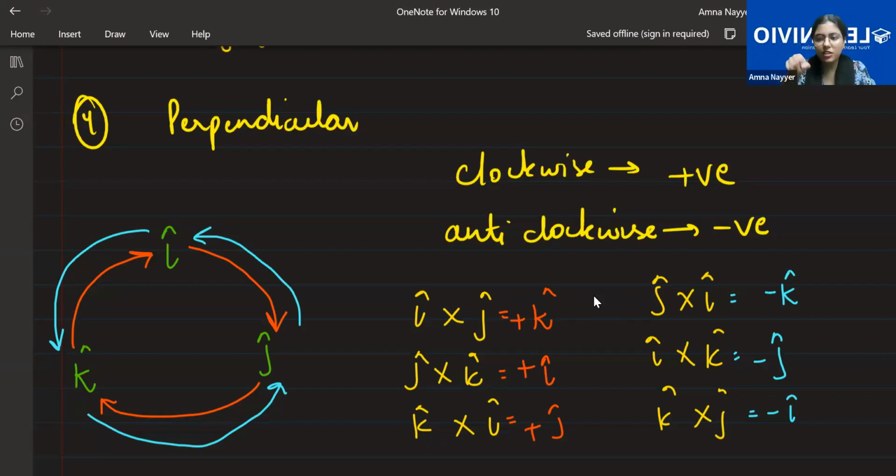Let's say I cap cross J cap. We are moving clockwise, so positive. What's not given? K cap, so plus K cap. I think like this it will be better. You'll be able to remember this. This is the fourth property.